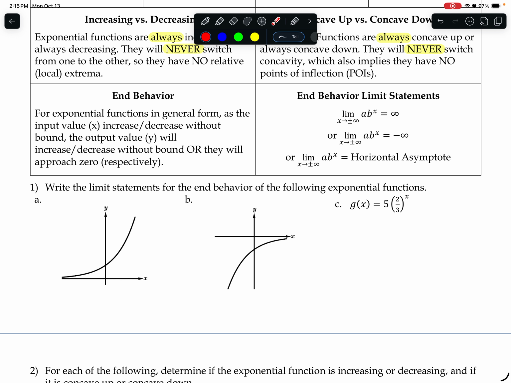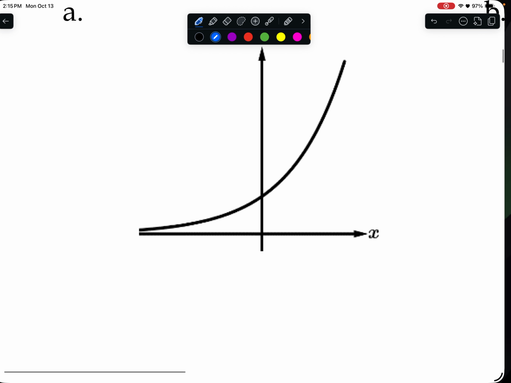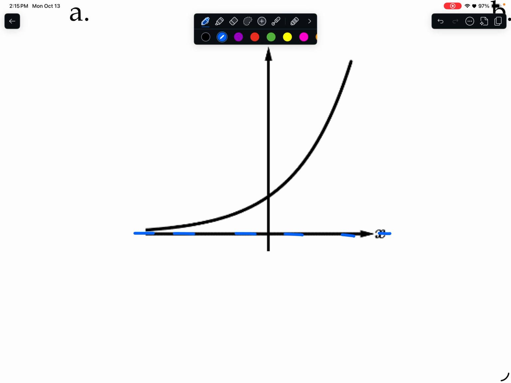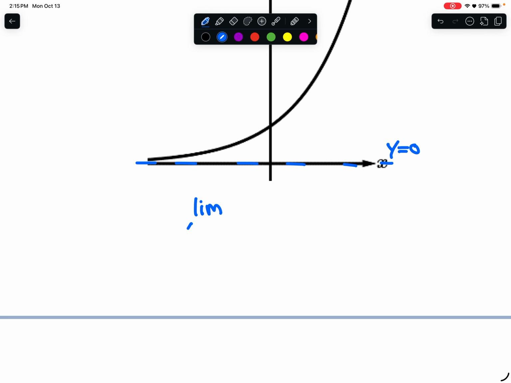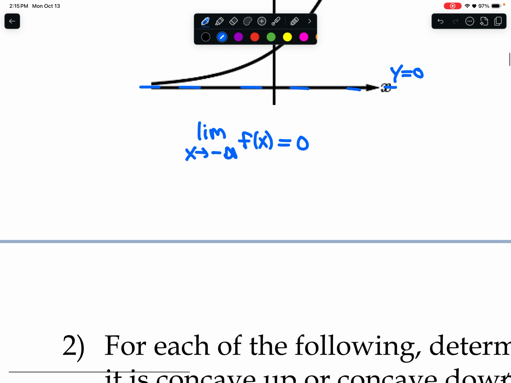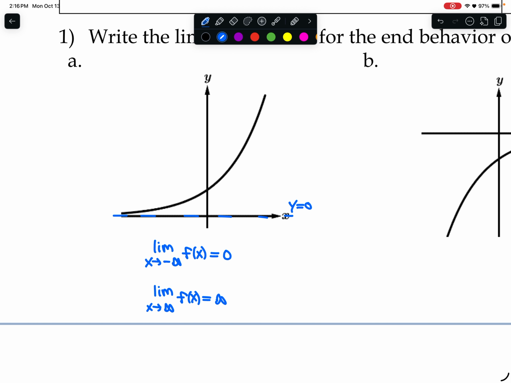Looking down here, we're going to build on the end behavior. If I have this function down here, we have an exponential equation with a horizontal asymptote at y equals 0. For my limit statement, the limit as x approaches negative infinity of f of x equals 0, and the limit as x approaches positive infinity, on the right side, of f of x equals positive infinity. Notice how these graphs don't give you a function name, so by default, you're just going to use f of x.